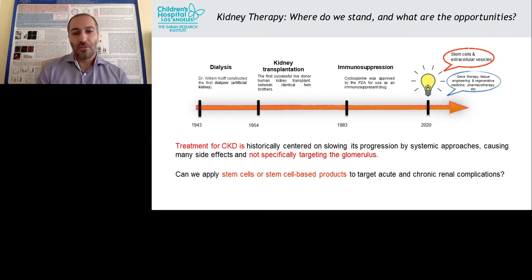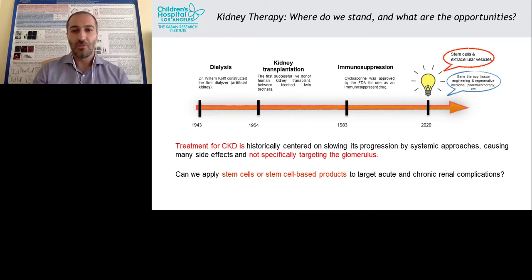So in addition, treatments for CKD, in addition to dialysis and transplantation, have been centered on slowing down its progression by systemic approaches, such as using diuretics or ACE inhibitors, which have many side effects and are not specifically targeting the glomerulus. So we're in 2020 now, and no new developments in terms of approved therapies are known.